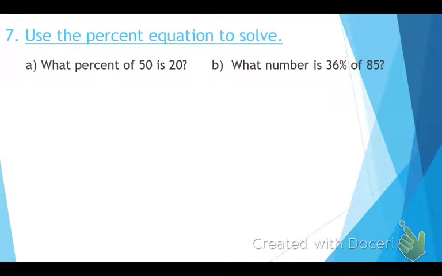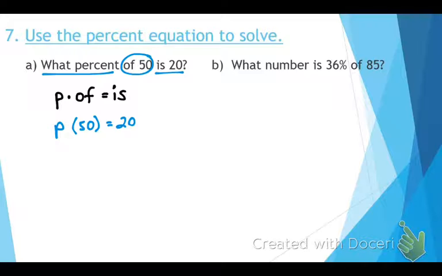Next one looks very similar to number 6, but these instructions ask us not to use the percent proportion, but to use the percent equation. Guys, what is the percent equation? P times of equals is. Help me to circle and underline the original problem. You underline what percent, circle of 50, and underline is. Good job. What's my P? We don't have it. We don't know it yet. What's my of? And what's my is?